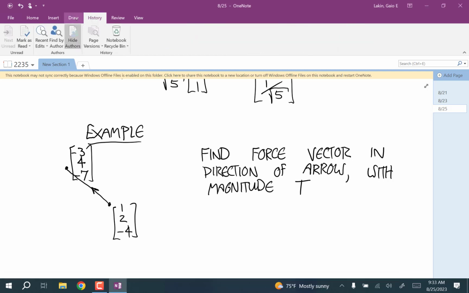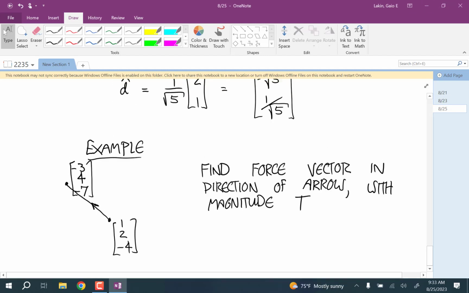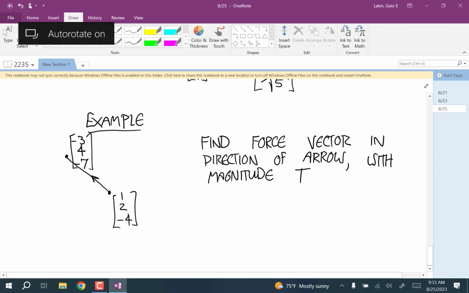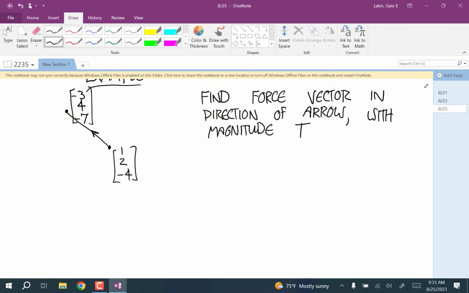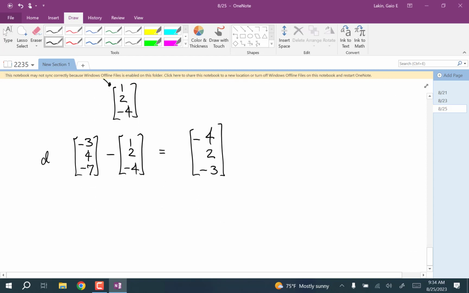Okay. So a vector in that direction that's not a unit vector would be (-3, 4, -7), the destination point, minus the starting point, (1, 2, -4). And so that is (-4, 2, -3). I'll call that the vector D.